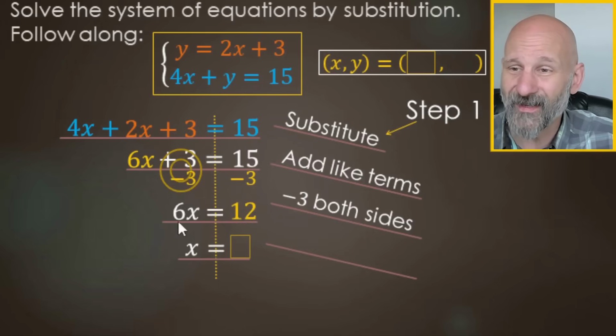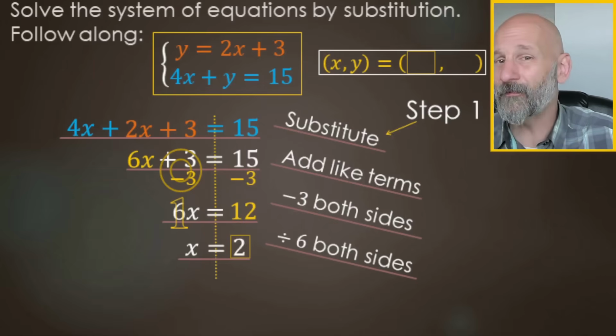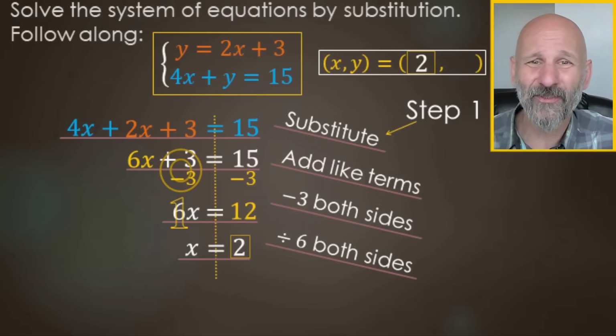Now to undo this 6 here, we're going to divide 6 to both sides. 6 divided by 6 is 1x, and then 12 divided by 6 is going to make 2. So now we found that the value for x is 2.